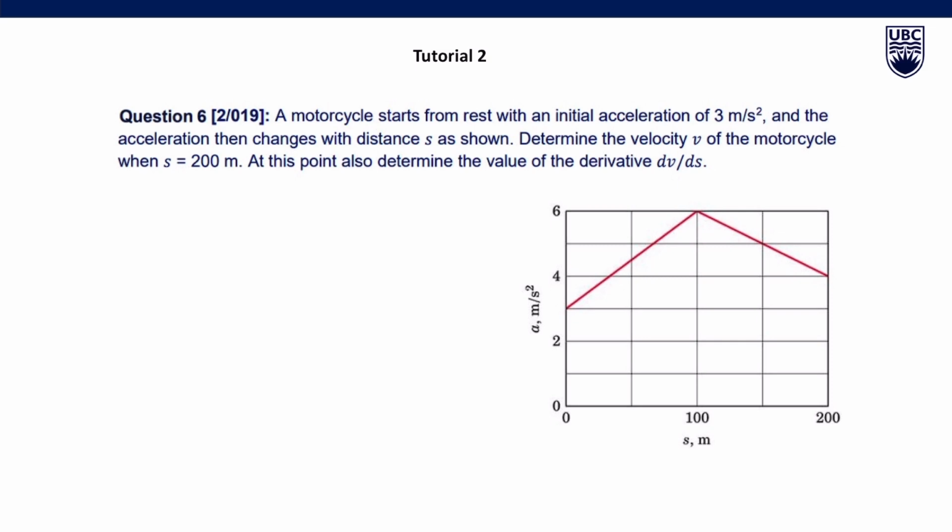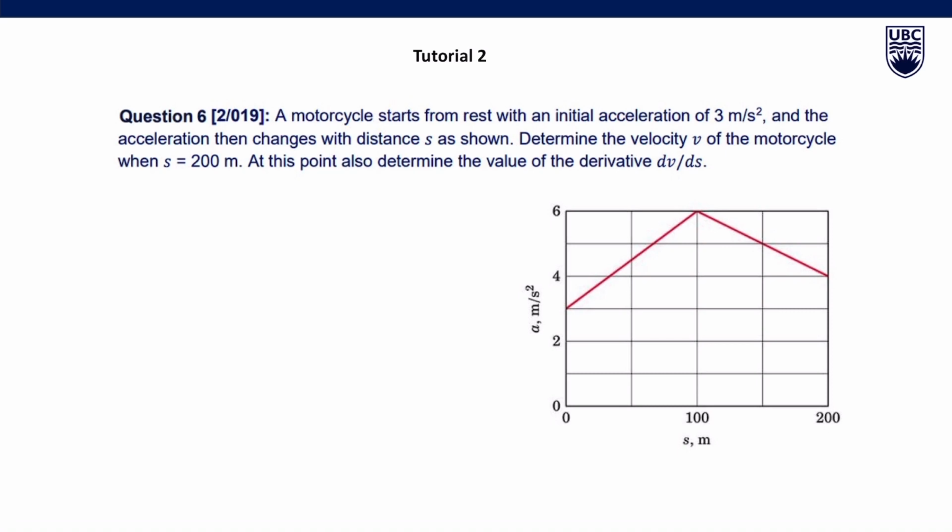This graph shows us how the motorcycle's acceleration isn't constant. It increases at first, then decreases. To find out the speed at 200 meters, we can't just multiply acceleration by time because the acceleration isn't the same the whole way through. So again, it's not a constant acceleration question. So you cannot, for example, use this equation, right? This is not acceptable. This is just for constant acceleration questions.